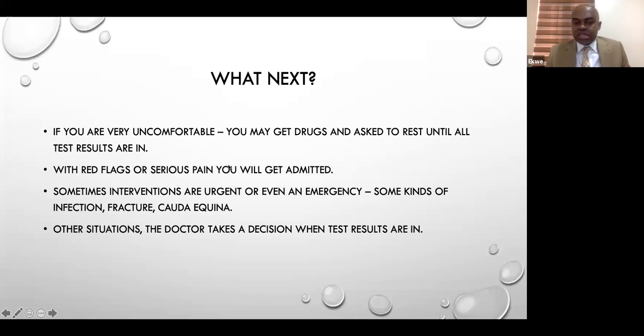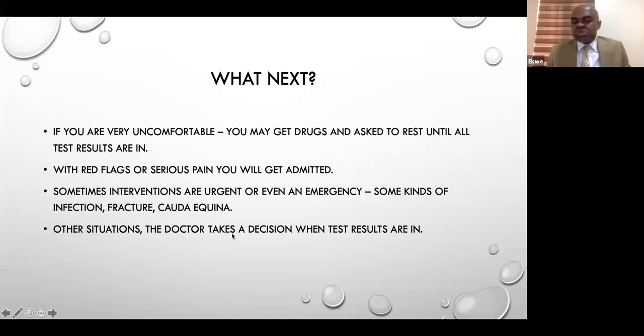So if you have any red flag, it means that you're at risk of a paralysis or something sinister going on. So they might need to intervene urgently. So usually most doctors will not give you a chance to go home. So that's when intervention might be urgent or even an emergency, like in infections or fractures or cauda equina syndrome. I'll talk about that later.